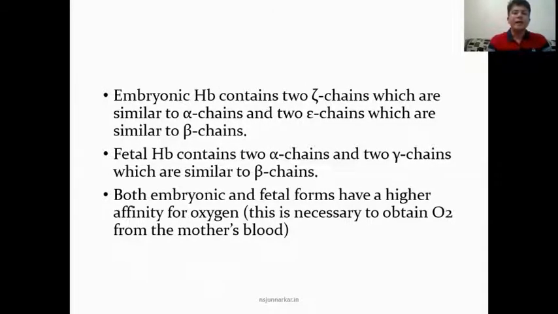Other forms of hemoglobin are also found, for example, embryonic hemoglobin and fetal hemoglobin. Embryonic hemoglobin contains two zeta chains which are similar to alpha chains and two epsilon chains which are similar to beta chains. Fetal hemoglobin contains two alpha chains and two gamma chains which are similar to beta chains. Both embryonic and fetal forms have a higher affinity for oxygen, which is necessary to obtain oxygen from the mother's blood.